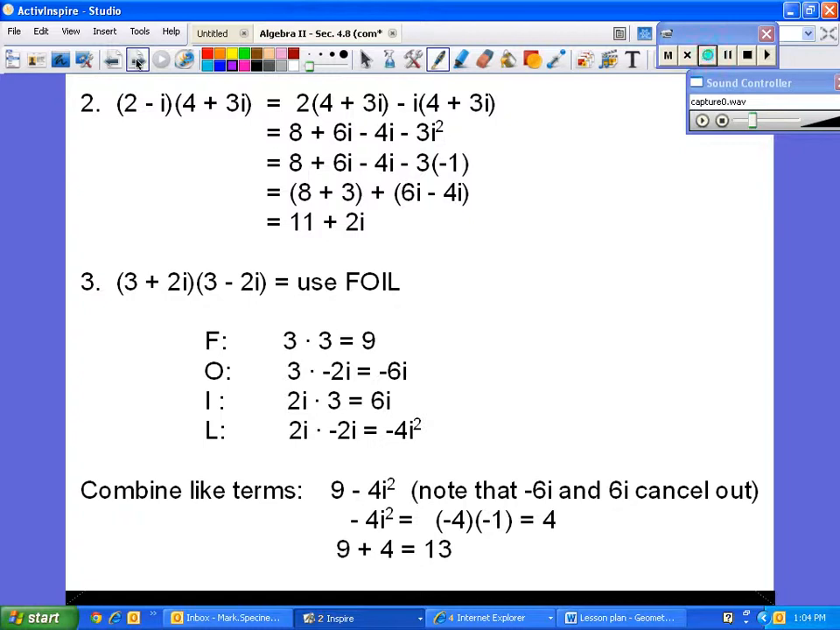Now, obviously, you're not precluded from using double distribution. I don't care which one you use. But I like FOIL. It's what I'm comfortable with. I find it to be very easy. So that's the one we're going to go over. FOIL method, to remind you guys, is the first term. So I have 3 times 3, which is 9. The outer terms, 3 times negative 2i gives me negative 6i. The inner terms, 2i times 3, which gives me positive 6i. And then the last terms, 2i times negative 2i gives me negative 4i squared.